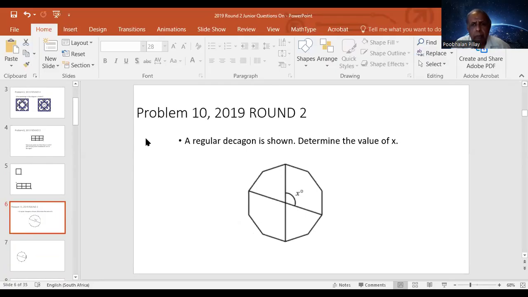So this problem says that a regular decagon, or decagon, deca means 10. Decimal is coming from the stem DEC, decimal, counting tens, right? Or December.